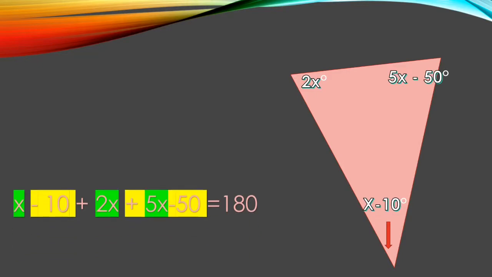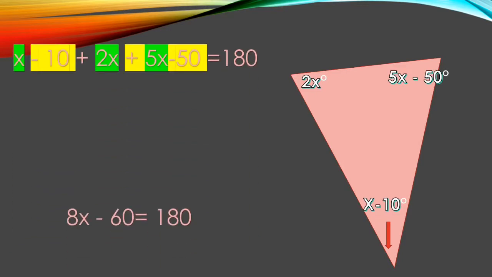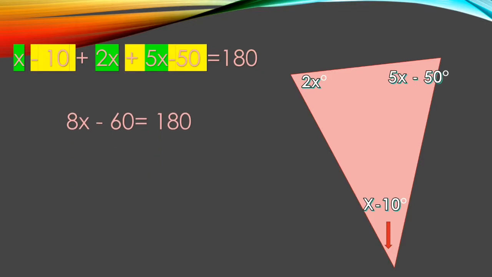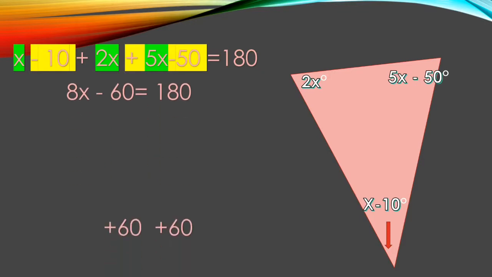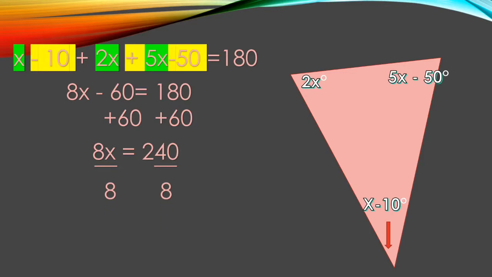So I set up the equation, again color-coded with like terms. Green are the variables, yellow are the constants. I add x, 2x, and 5x, that's 8x. I add negative 10 and negative 50, that's negative 60. Now because the constant is a negative, I add 60 to both sides to eliminate it. From there, I'm going to divide by the coefficient, which is 8, and then 240 divided by 8 is 30.